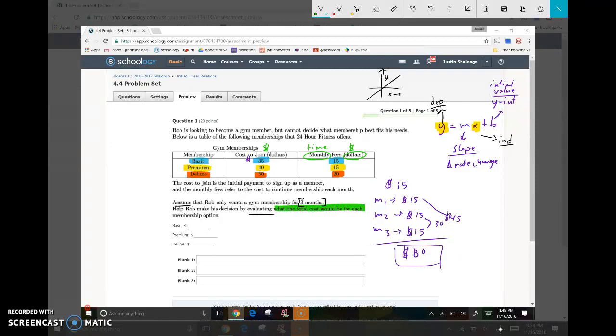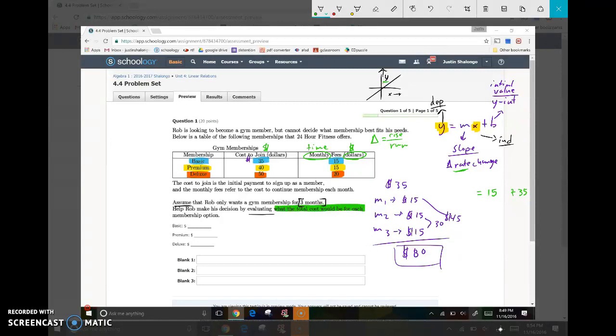Well, we know that our monthly fee is our average rate. So we can go ahead and replace that m with 15. We know that the cost to join only has to do with money, and it's just a one-time thing. It's a constant. Just like our initial value, our y-intercept is always a constant. So we know that we can replace this y-intercept with 35.